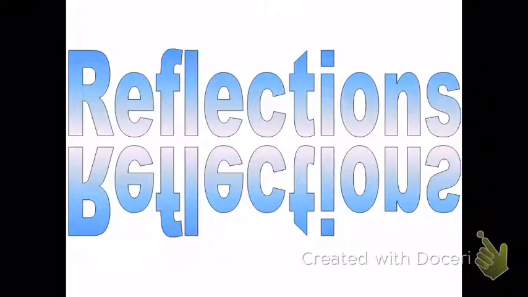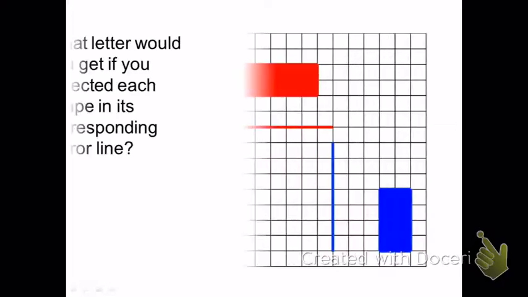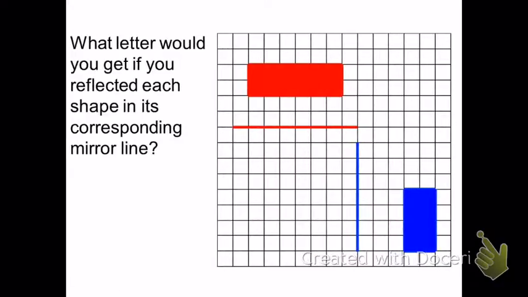All right, we're going to look at some reflections. Imagine what letter you would get if you reflected each one of these shapes in its corresponding mirror line. What you want to think about is that the mirror line and the image have to be the same distance as the mirror line to the original.